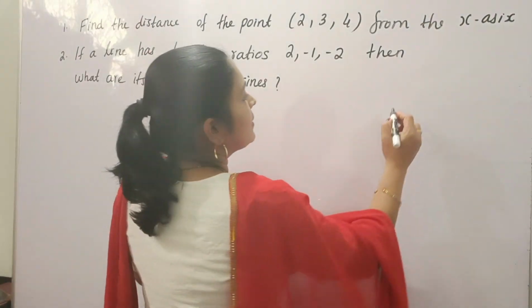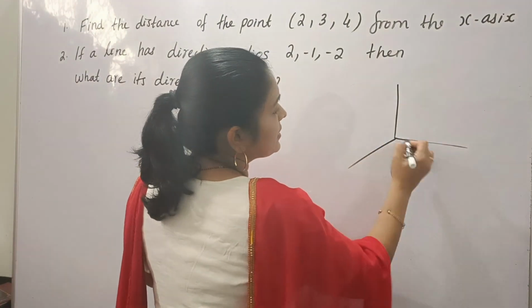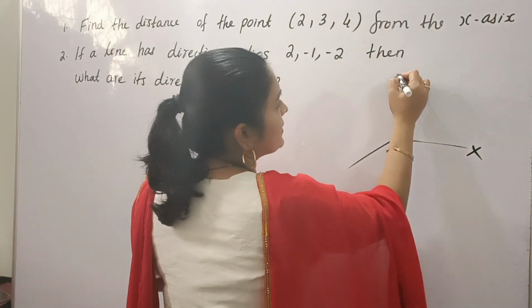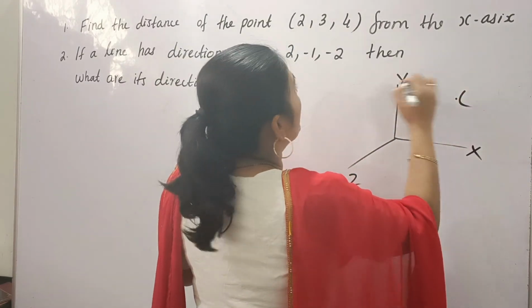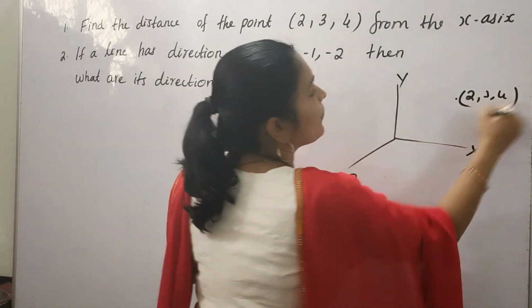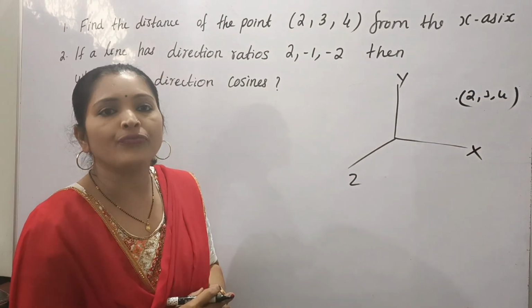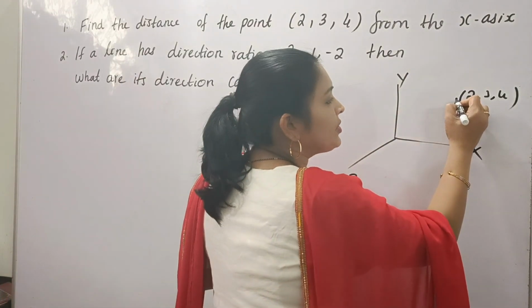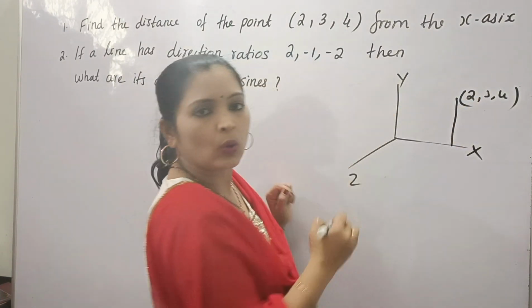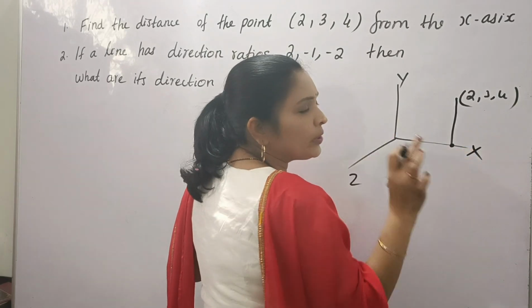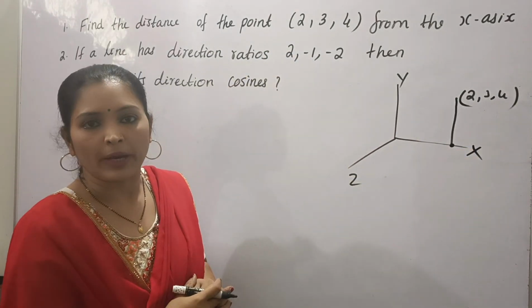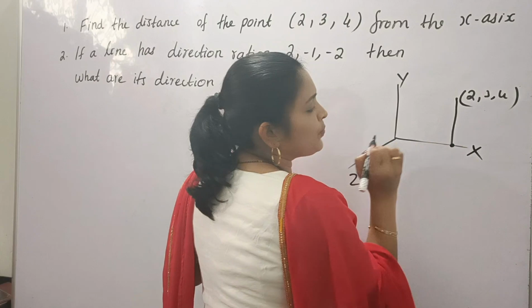Okay, so here it is a three-dimensional plane. Suppose it is a three-dimensional plane with x-axis, y-axis and z-axis. Suppose this is the given point 2, 3, 4. Here we have to find the distance of this point from the x-axis. So we need to find this point so that we can apply the distance formula. So what is this point?